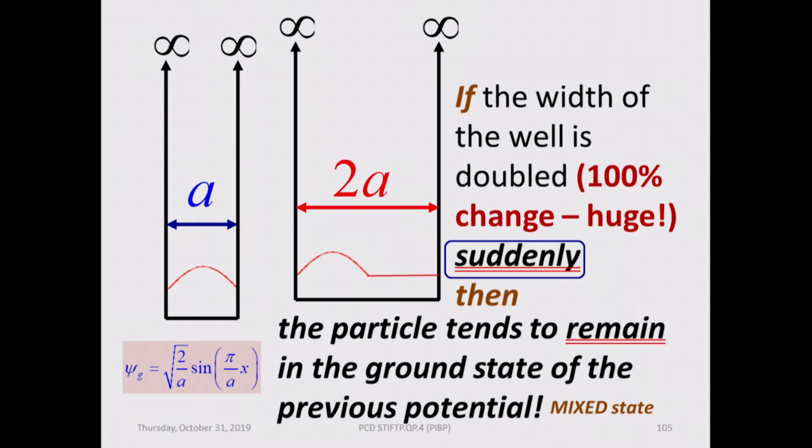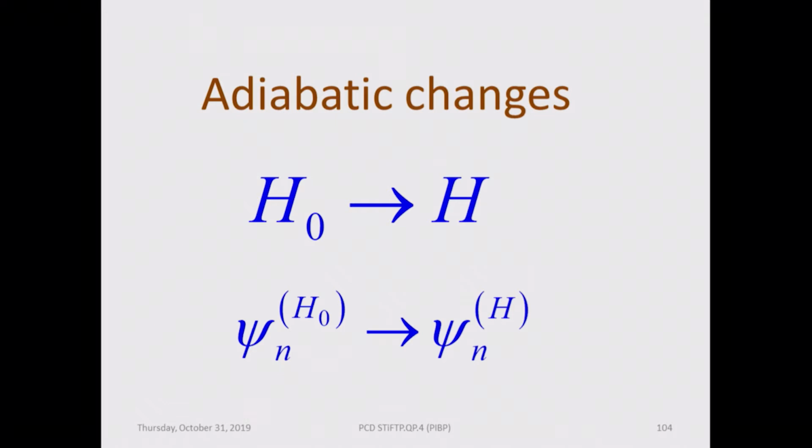The solution can be described, of course, because you can write any function as a superposition of other eigenfunctions, but then it will not be in a pure state, it will be in a mixed state having all the components. So, that is the difference between a sudden change and an adiabatic change. Okay?